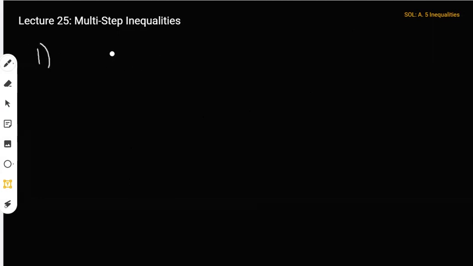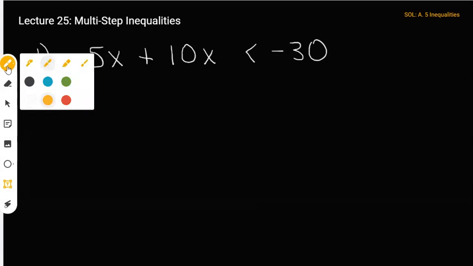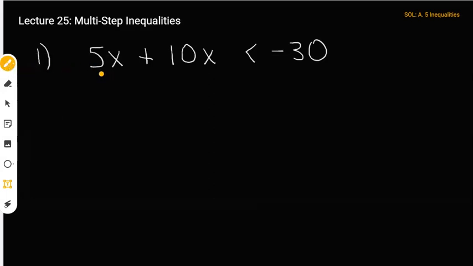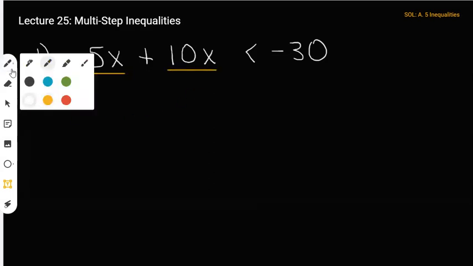I've got 5x plus 10x is less than negative 30. For this one, notice that you have two terms on the left side. They both end with an x. If they both end with an x, they are called like terms. I'm going to underline them, and I can put them together.